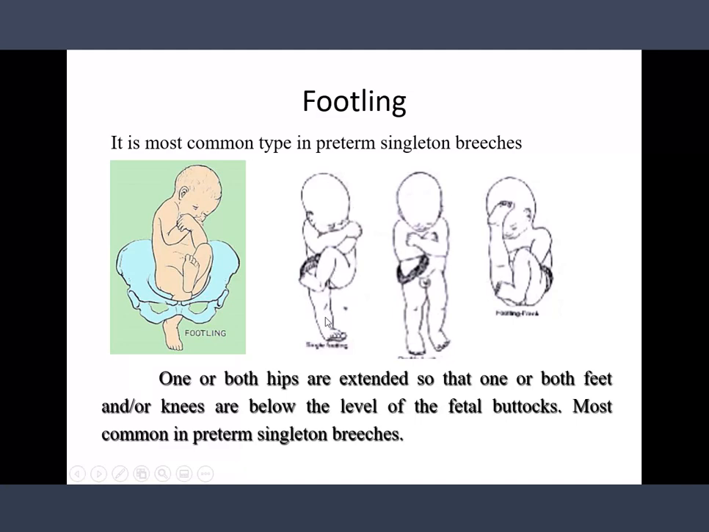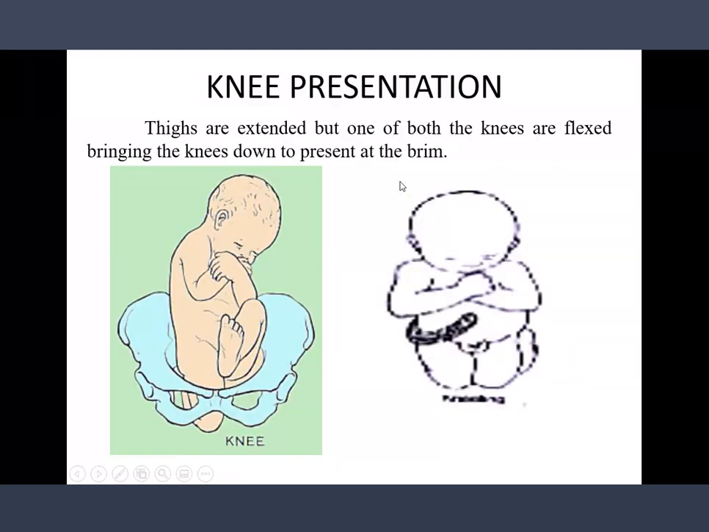In some cases we can see only one foot is extended. In some cases we can see both the feet are extended. So these are the varieties of the footling presentation. And next type in incomplete breech is knee presentation. In knee presentations, there will be extension at the hip joint and flexion at the knee joint. So when we do the PV, we are able to feel the knee. So knees are below the level of the buttocks. This is the knee presentation.